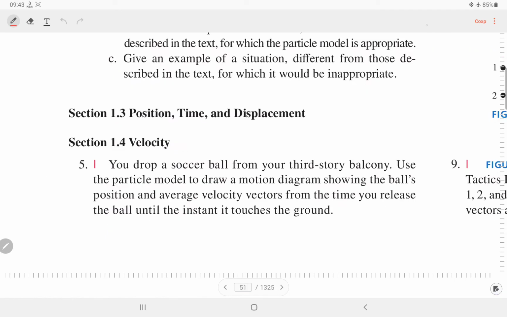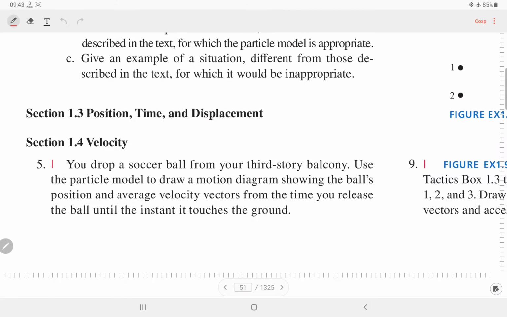Let's solve example 5. You drop a soccer ball from your third-story balcony. Use the particle model to draw a motion diagram showing the ball's position and the average velocity vectors from the time you release the ball until the instant it touches the ground. So we have a balcony. The balcony is not important. The important point is that the ball is falling from a certain height.